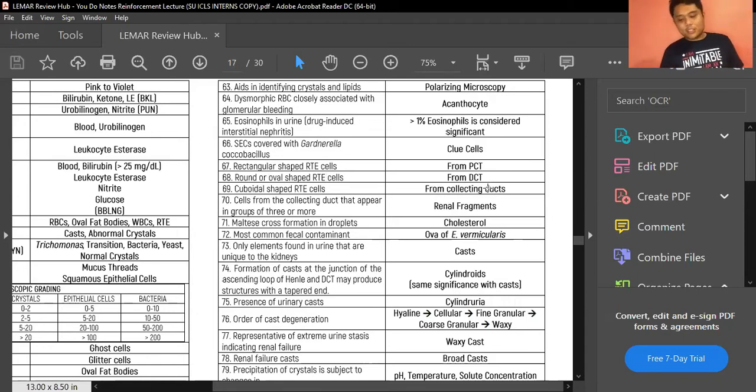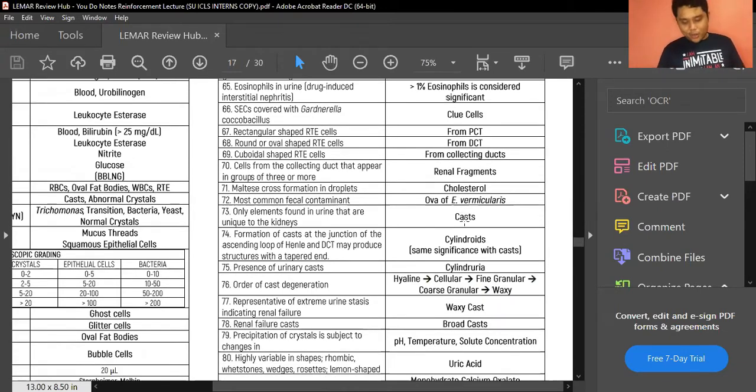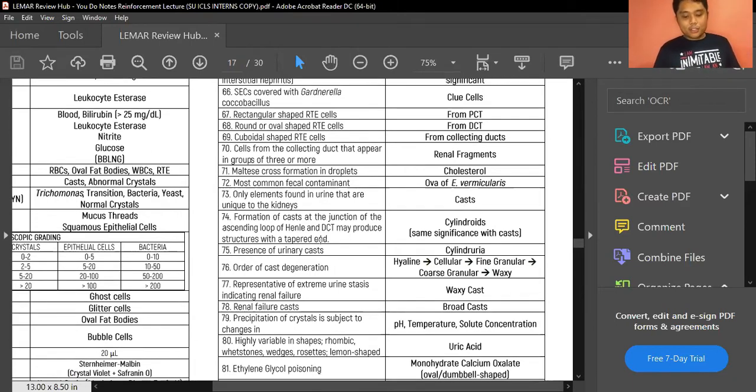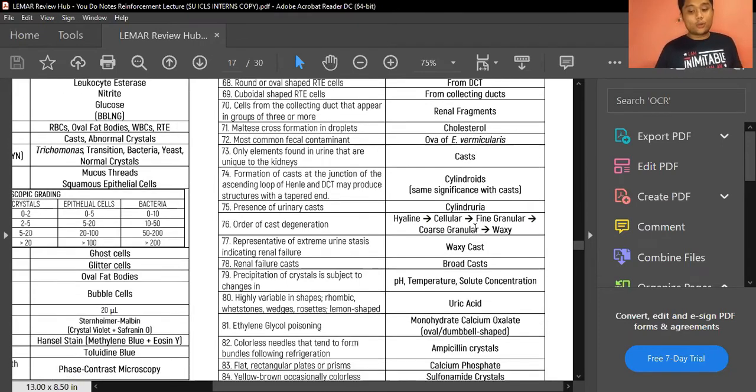All right? Maltese cross formation, you know that, that's in cholesterol. For cholesterol, most common fecal contaminant, ova of P. vermicularis. Only elements found in urine that are unique to the kidneys, casts. Formation at the junction, and at the tapered end, remember it's narrow, then at the other end, that's your cylindroids. Same significance with your casts. And again, the presence of urinary casts is your cylindruria.